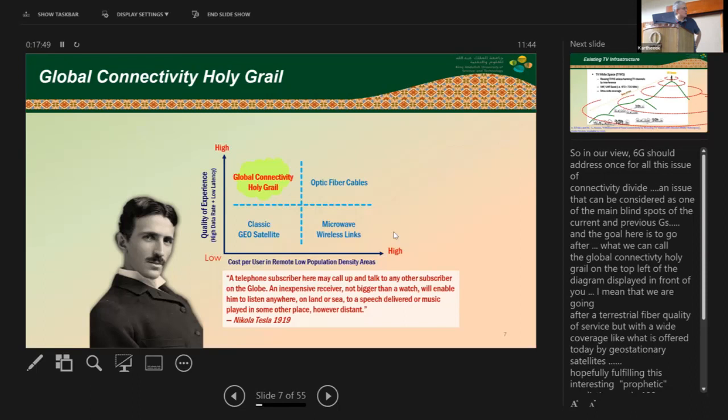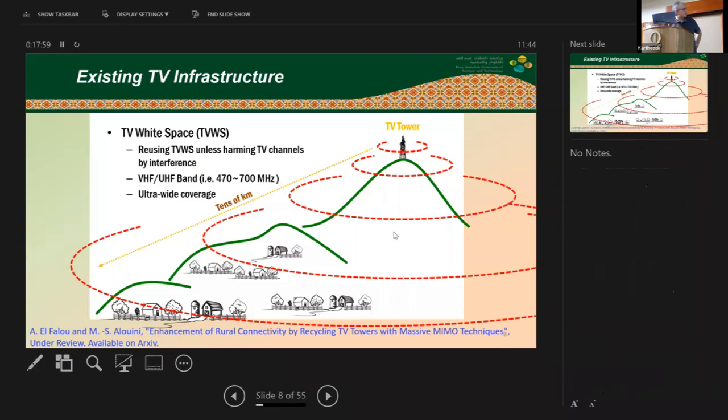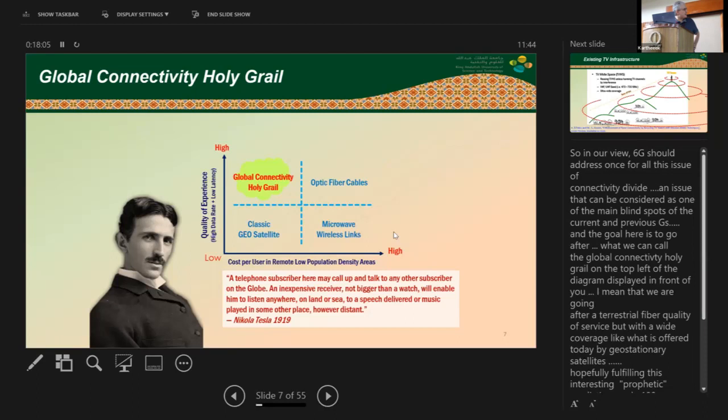So what we are after, when it is about connecting the unconnected in these remote areas, what we can call the holy grail of global connectivity, is to try to get a good quality of experience at a low cost. In order to fulfill this prophetic, or visionary, statement made by Tesla 100 years ago. If you read that statement, it's like a 5G or 6G statement made in 1919, okay? So how can we do that?